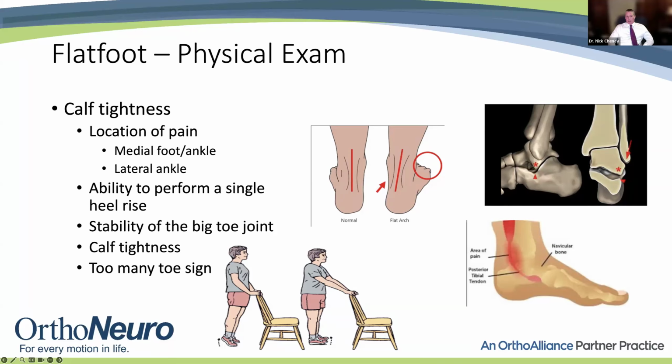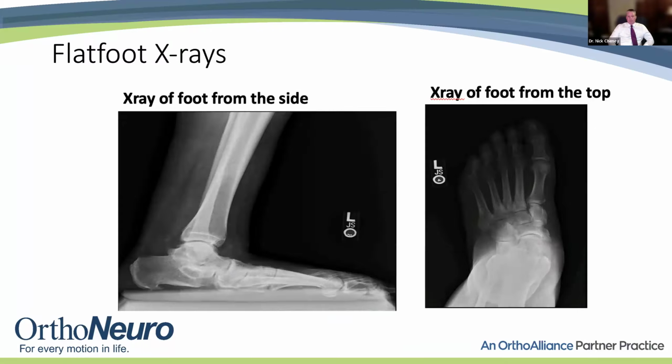And so I want to see if they've got a tight calf. Is the big toe joint loose, consistent with the longitudinal arch or the medial column failure? Too many toes sign as the arch starts to collapse. Just like if you take a tripod and you lift one leg, it's going to tilt in. That's kind of what happens to the foot.